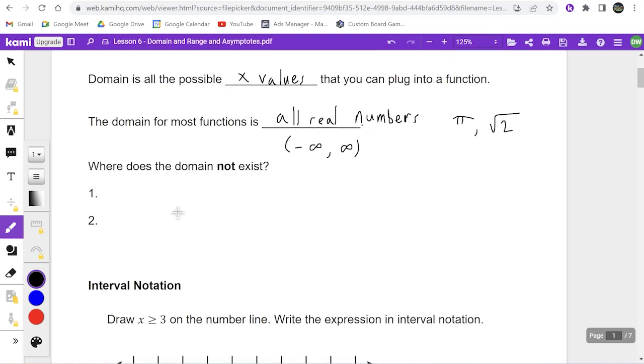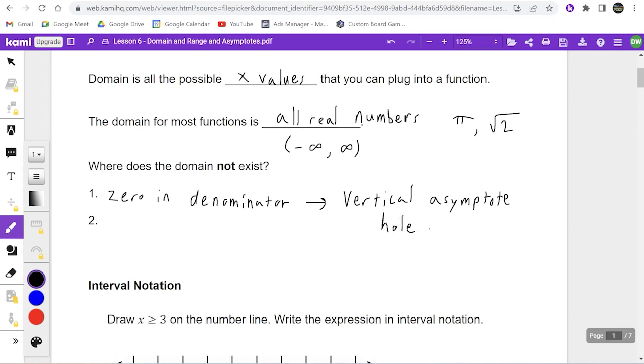Okay, so back here. Basically, there's only two things you have to worry about where the domain does not exist. Number one is a 0 in the denominator. A 0 in the denominator will either end up being a vertical asymptote, which maybe you don't know what that is. It doesn't really matter right now. It could also be a hole in the graph. So we need to find out if there's a 0 in the denominator.